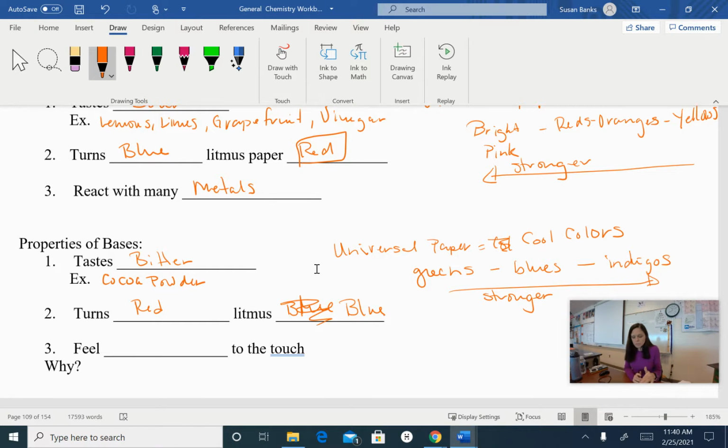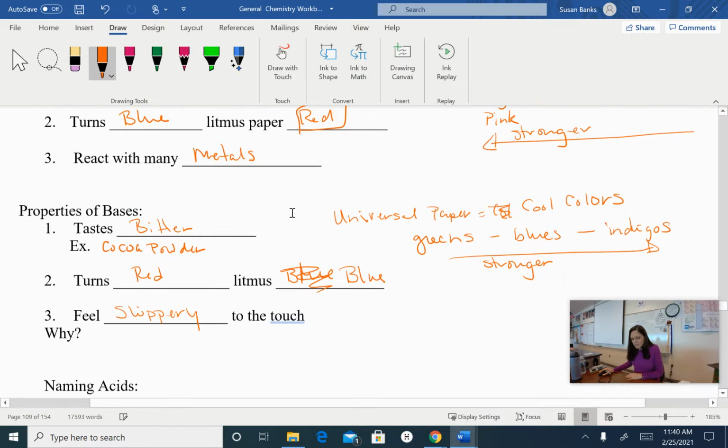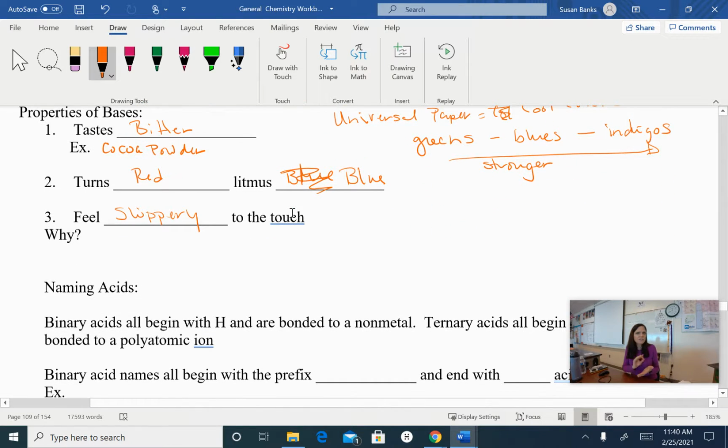Probably the most common base that you are familiar with is soap. When you wash your hands with soap, your hands get really slippery. So they feel slippery to the touch. Now, I want you to think about why your hands feel slippery when they're in soap. Just give it a minute. Think about why. Do you have an idea?